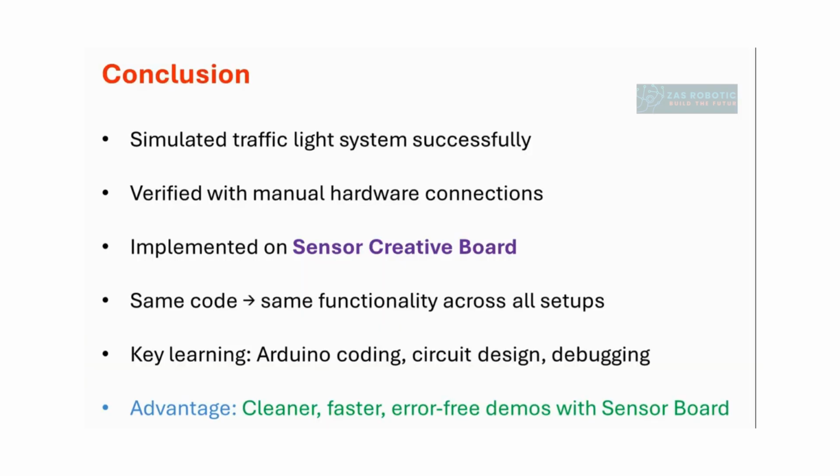So coming to the conclusion, we started by understanding the concept of a traffic light system, and built and tested the circuit in simulation. After that, we moved on to the manual hardware setup using Arduino, LEDs and a breadboard, and confirmed that everything worked as expected. Finally, we implemented the same project on the sensor creativity board, which gives us a neat and error-free setup without wiring issues.